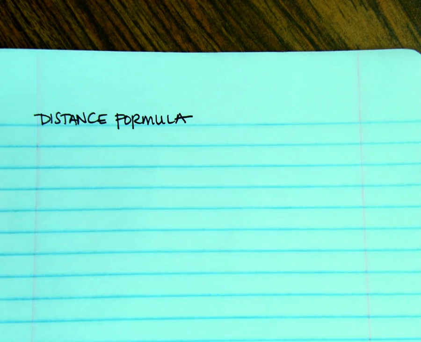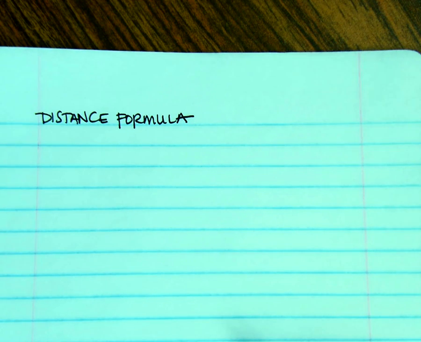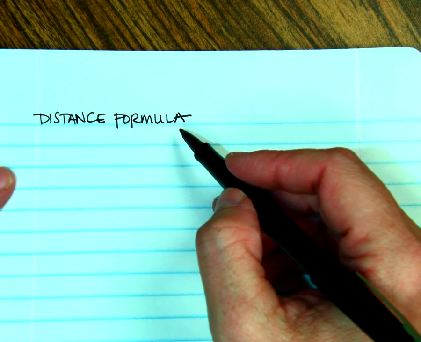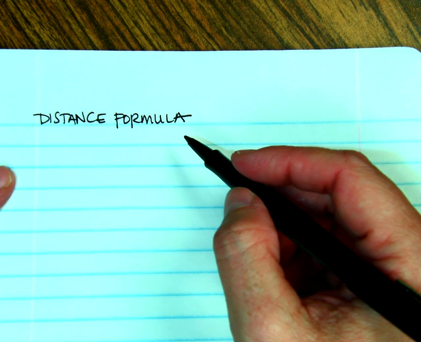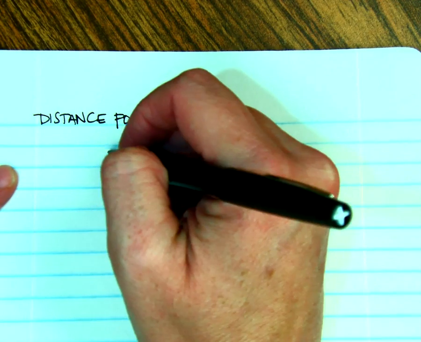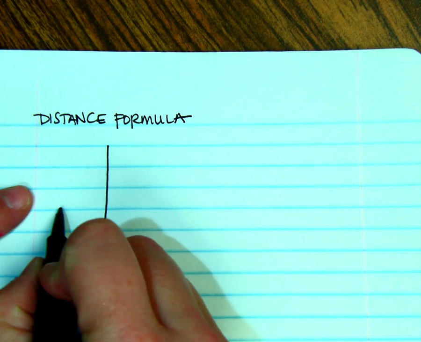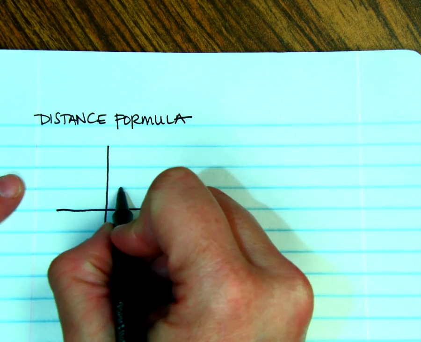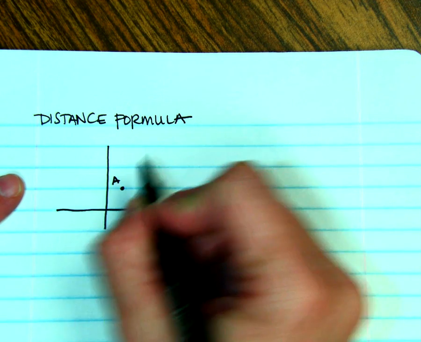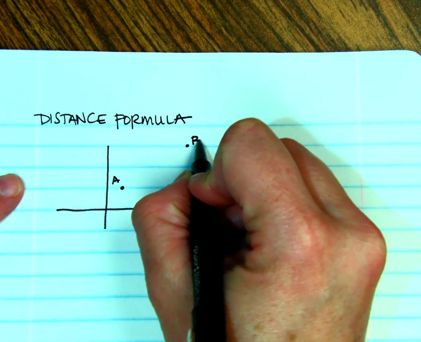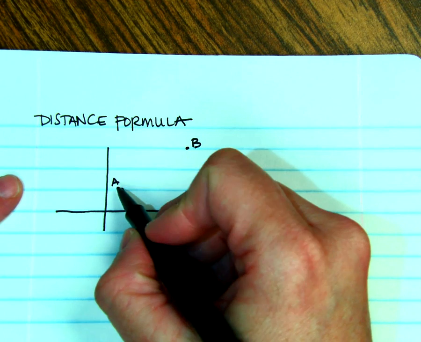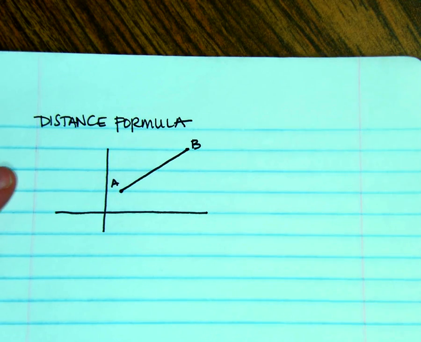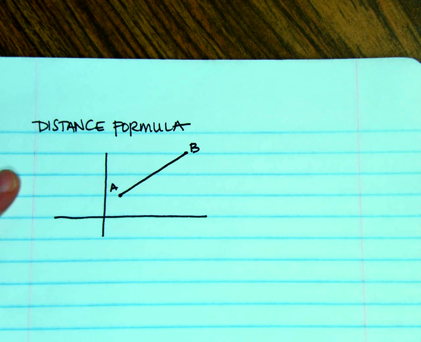Okay, so we are going to do the distance formula. What you need to know is that it is also used when you're on a coordinate plane. So it comes from the Pythagorean theorem. So if I had A and I had B, now I want to know how long segment AB is.